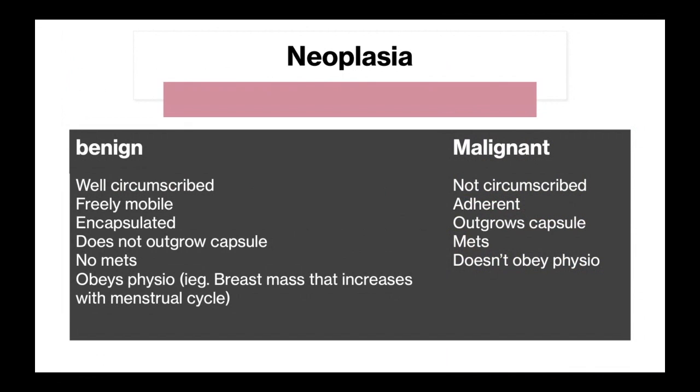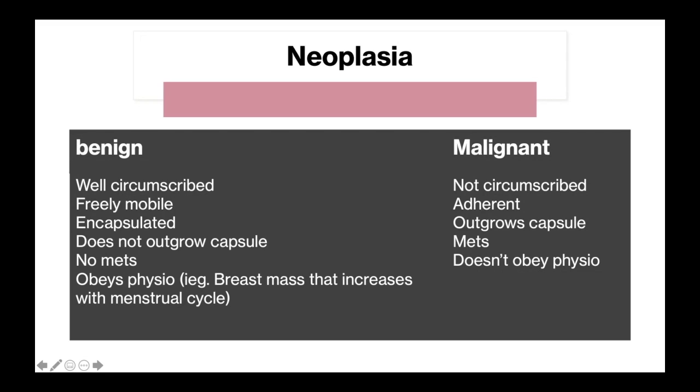And of course, this slide too. Well circumscribed just means that you can clearly see the margins around the tumor, where the tumor ends and the rest of the tissue begins. But in a malignant tumor, you don't have good margins, meaning you can't tell where one ends and the other begins. And you can imagine how that has ramifications for surgical procedures, right?